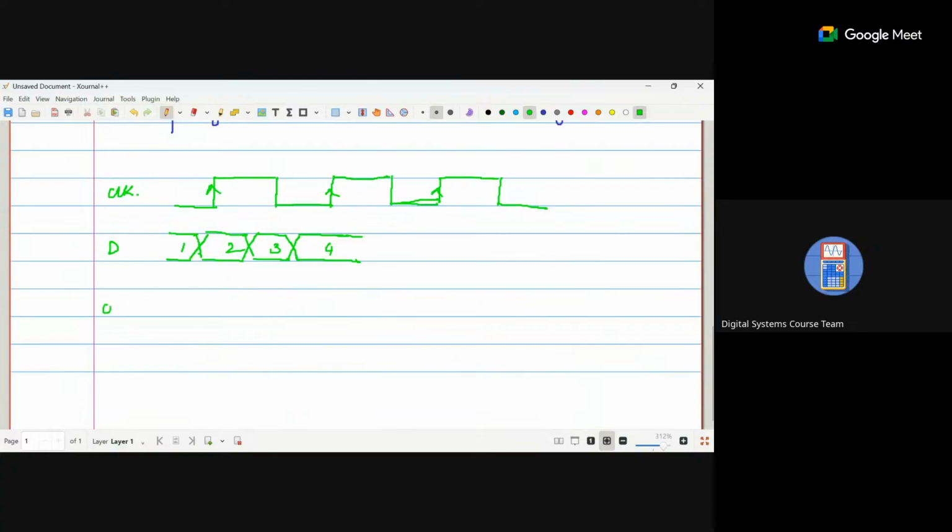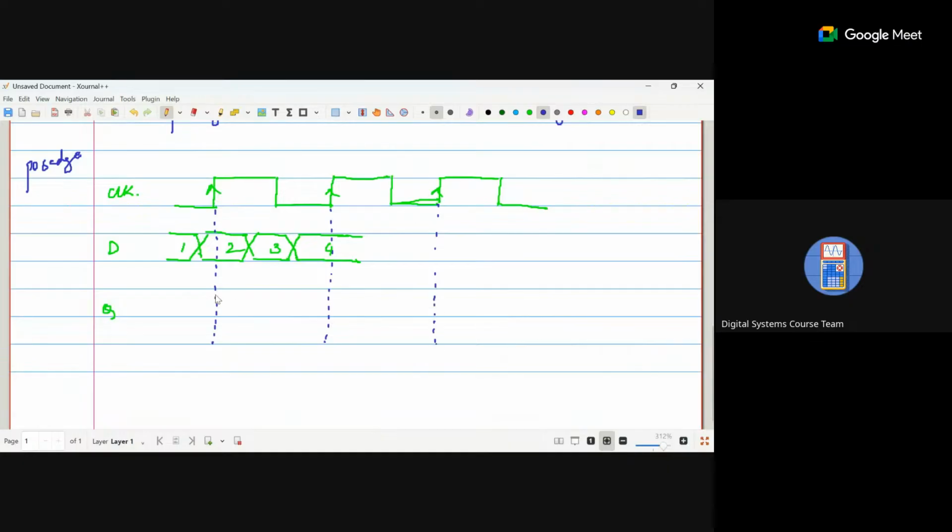Now what we have to find is the Q. So if you see, and let's take this is positive edge. If it is positive edge, only during positive trigger, it should change. So this is a positive edge and this is another positive edge. And this is another. Only at this point, the output should change.